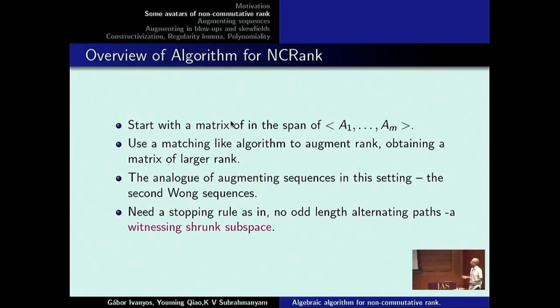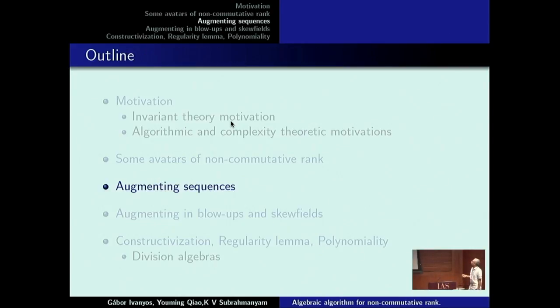We will do this just like we do in matching. We start with a matching, and we try to increase the size of the matching. We're going to do the same thing here. We start with a matrix in the span of a certain rank, and we increase it by augmenting paths. Then, just like in the case of matchings, we would need a stopping rule, and that stopping rule will really be a witnessing shrunk subspace. So the algorithm will be developed this way.